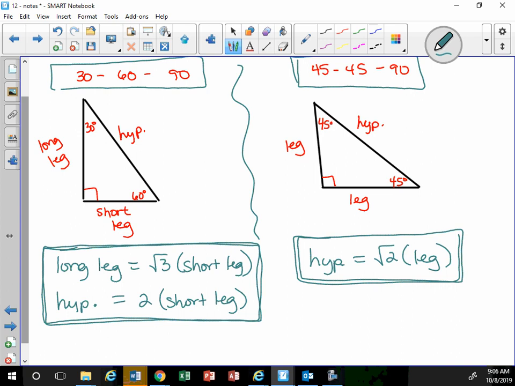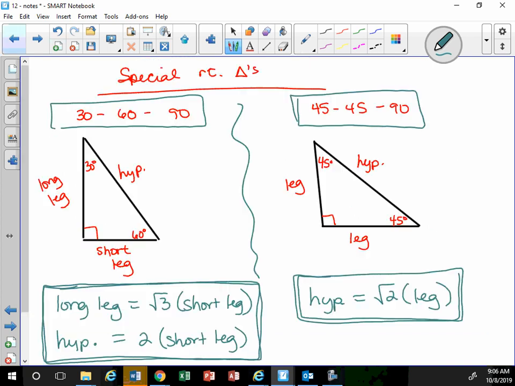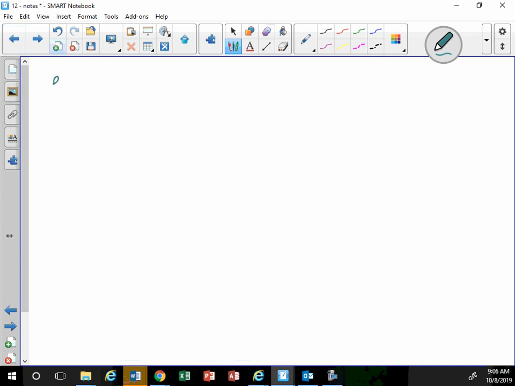So really all that today is going to be is I will give you a piece from one of these special right triangles and you have to find the other two sides. So we're just going to practice a bunch of these. All right. Is everybody okay with that? Okay, so let's just do a few examples.